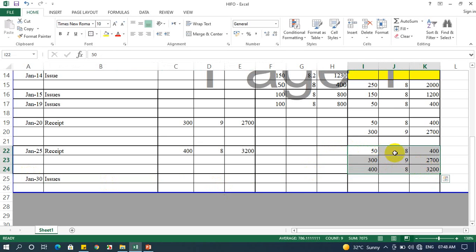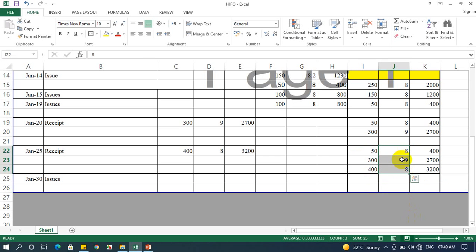FIFO says that first out we have to issue these 50 units, and then in sequence we will issue the second one, and then we'll issue this one. That is what FIFO actually is. In LIFO we have to issue these 400 units, and then we issue 300, and then we issue 50 units. But in HIFO we consider the rate.